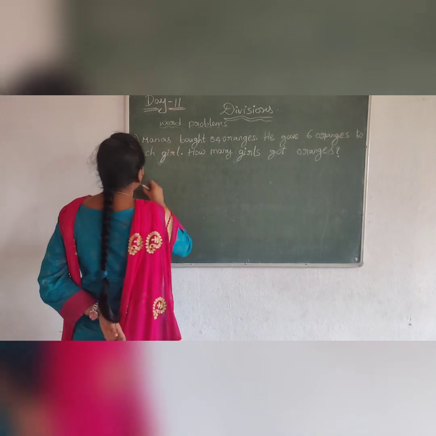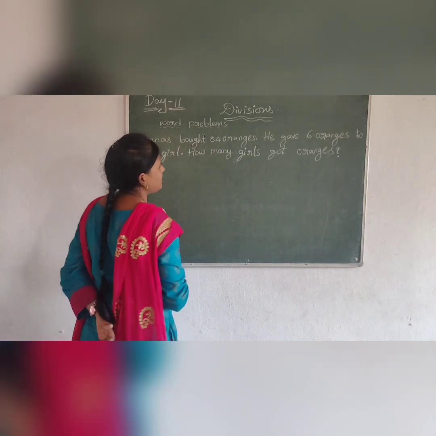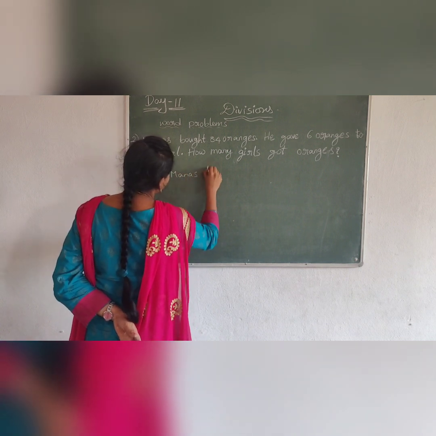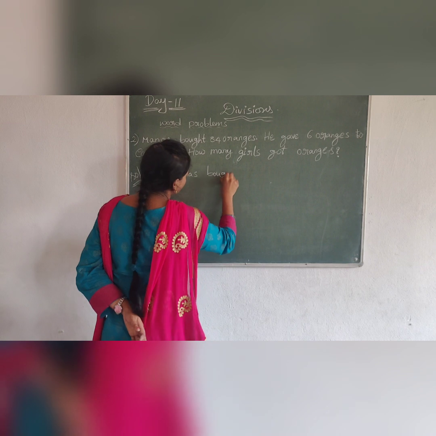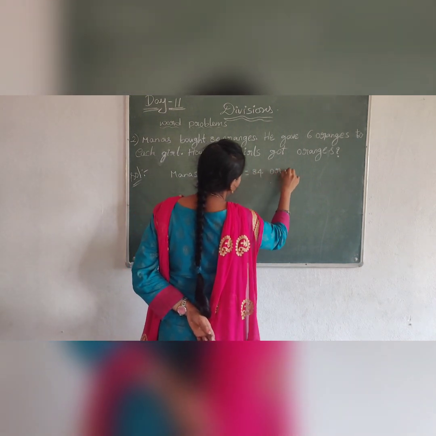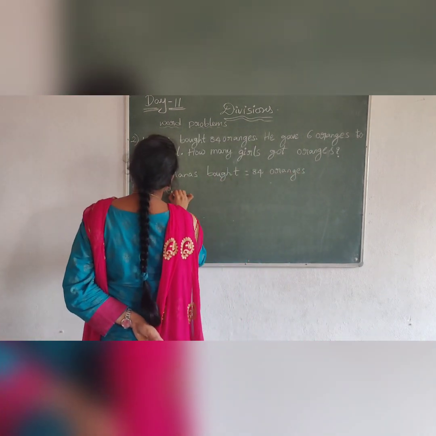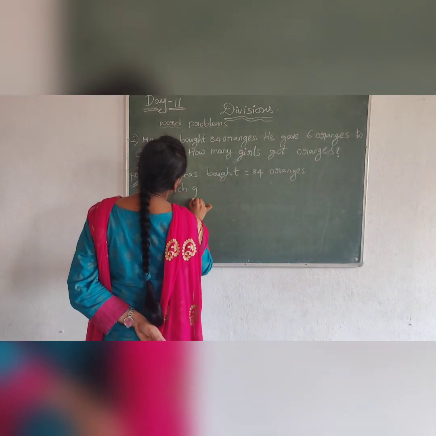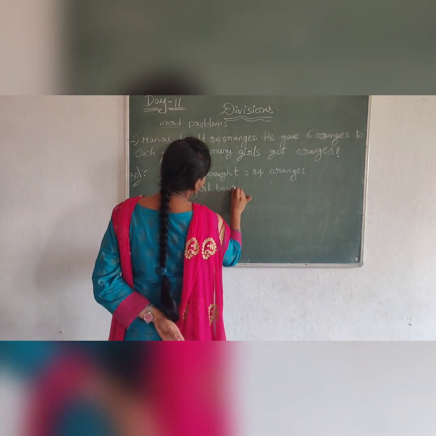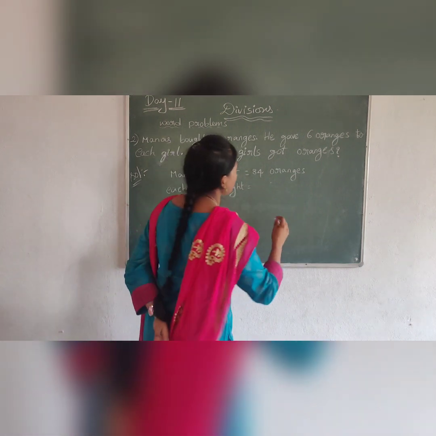Let's see. Manas bought how many oranges? 84 oranges. Each girl gets 6 oranges.